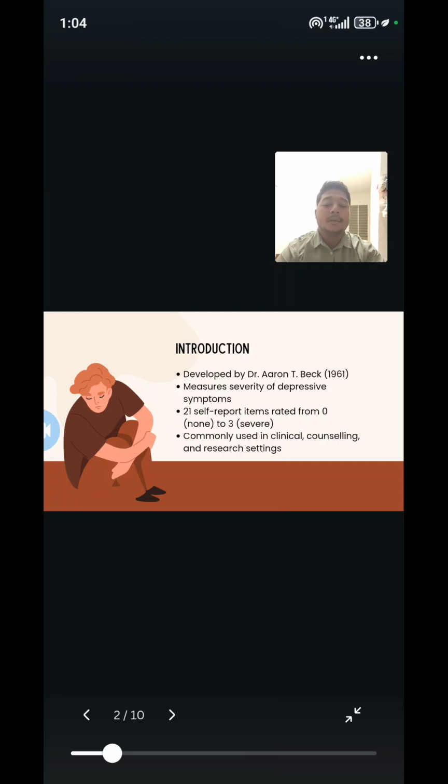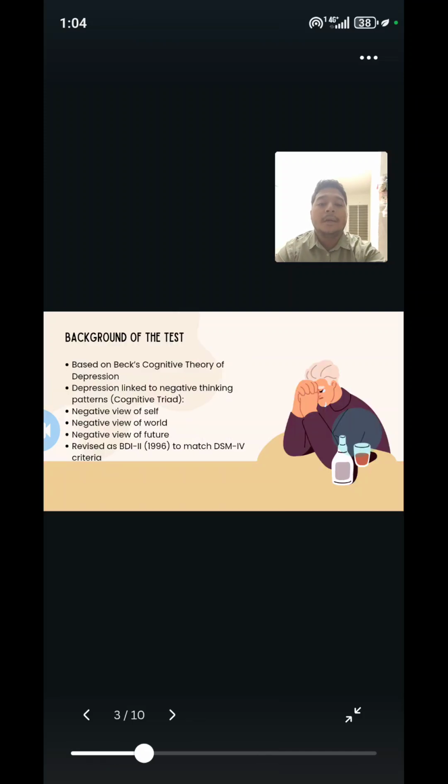The response rating is 21 items, scored from 0 to 3. The purpose is to identify the severity of depressive symptoms in the clinical, counseling, and research fields. The background of the test is based on Beck's theory of depression. Depression results from negative thinking patterns, a cognitive triad of negative views of the self, the world, and the future.